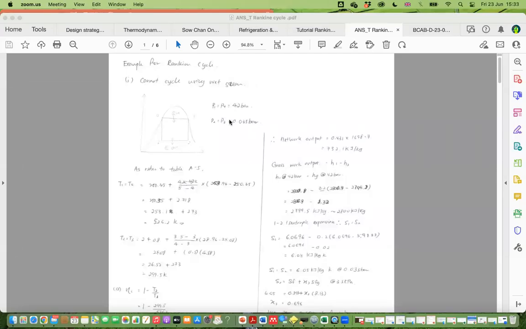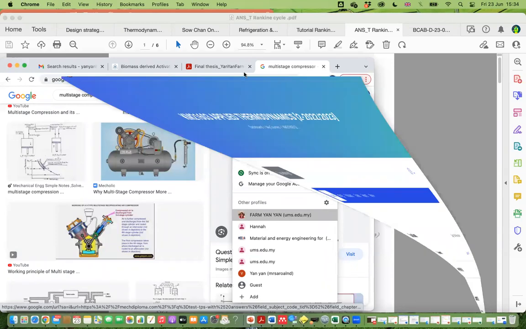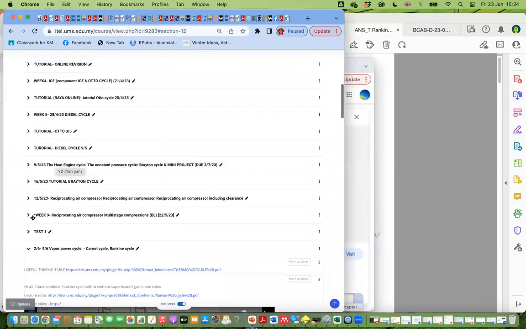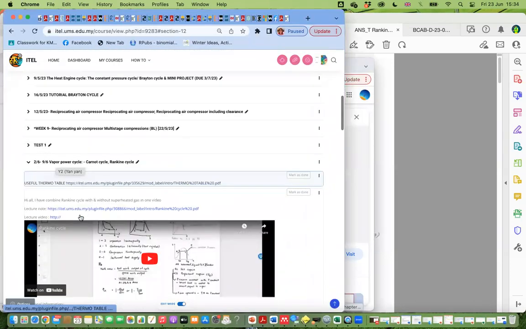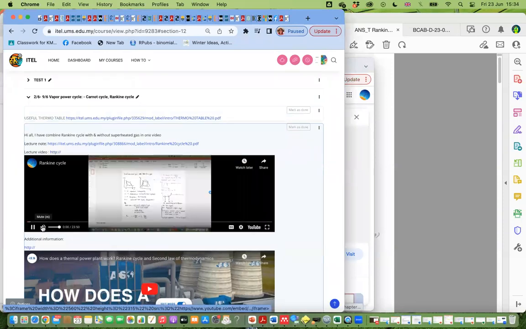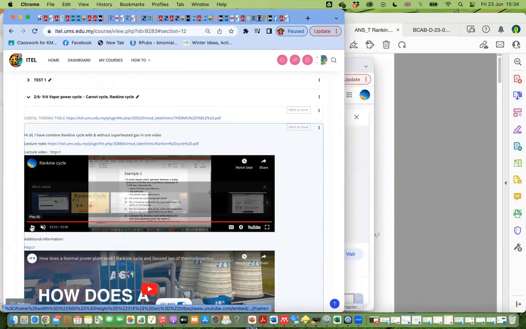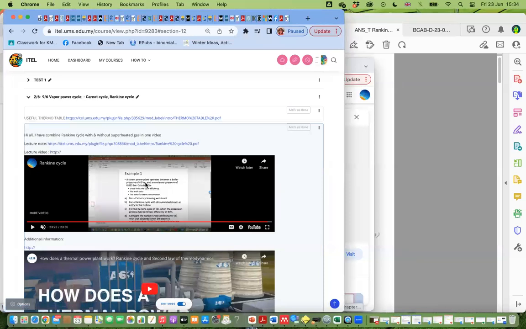Hi everyone. So this is a tutorial discussion for the Rankine cycle. If you refer to the iTe​ls, let me show you. I think I have shown you previously. If you refer to the iTels and then go to the Rankine cycle, and then go to our lecture on the last part, there is a question. Can you see here? Right.